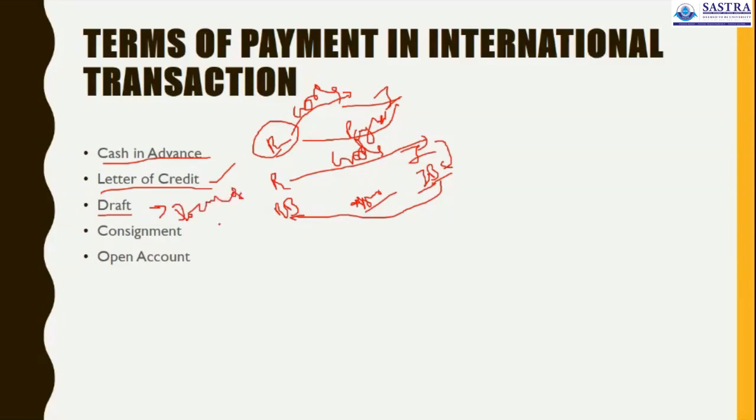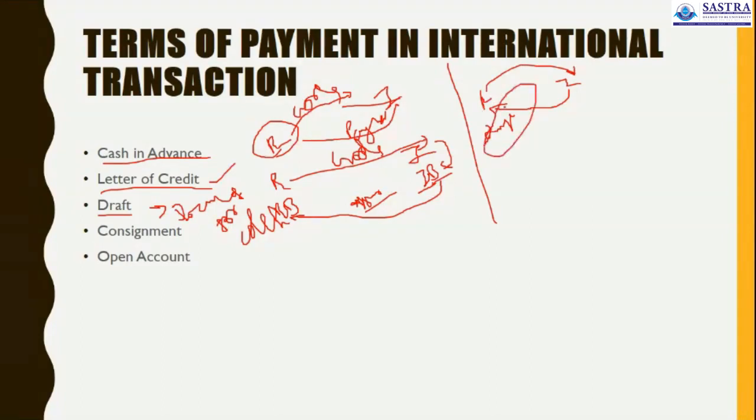Draft is a document for collection. In that particular category, apart from the letter of credit, the importer gives the document to the exporter. We call it a draft. The exporter will send the goods, collect the draft, and use the document for collection of payment.